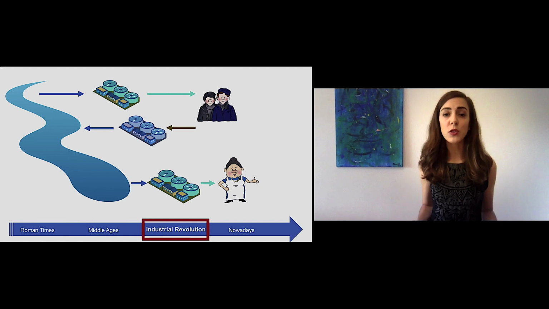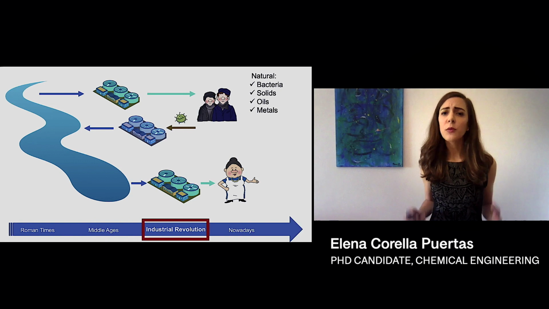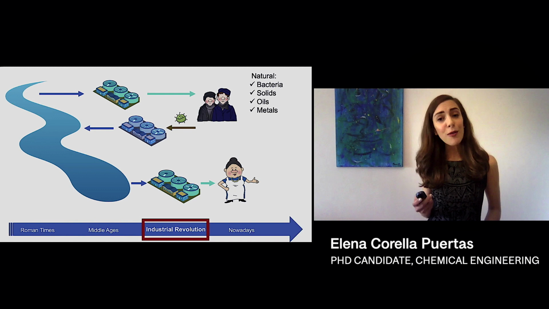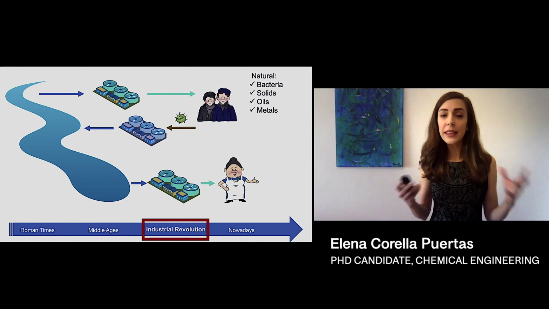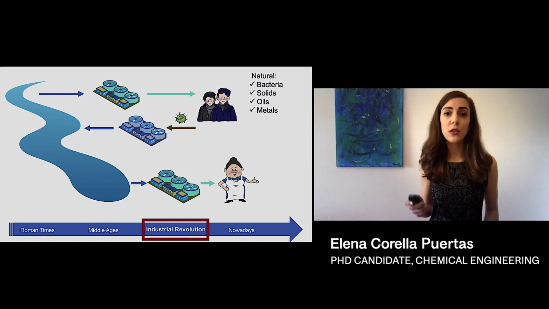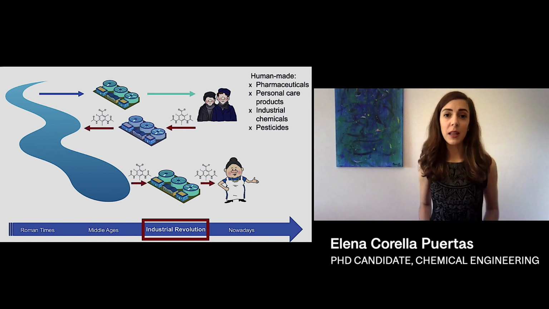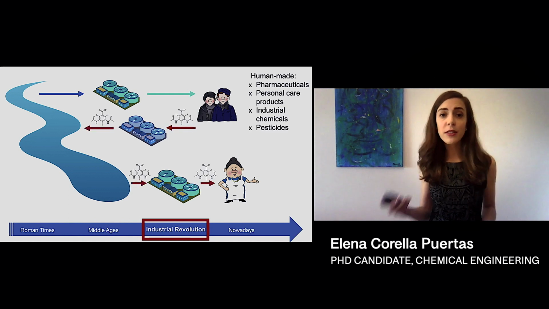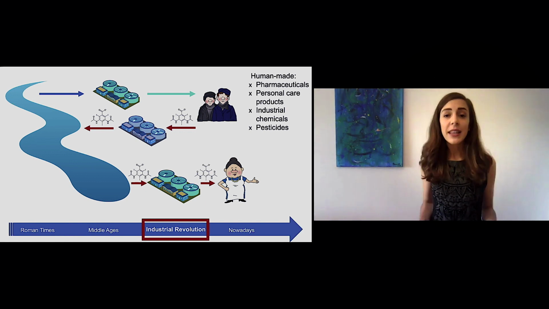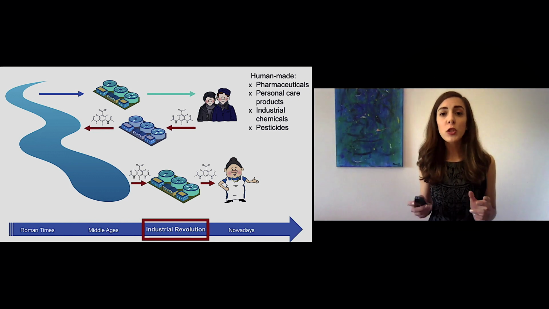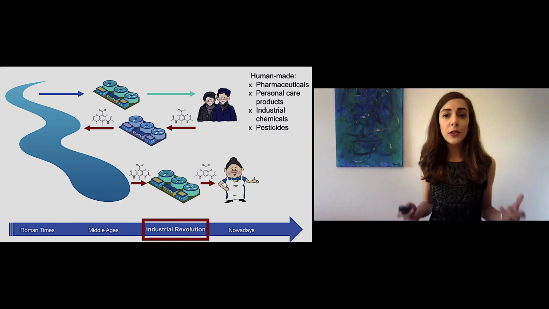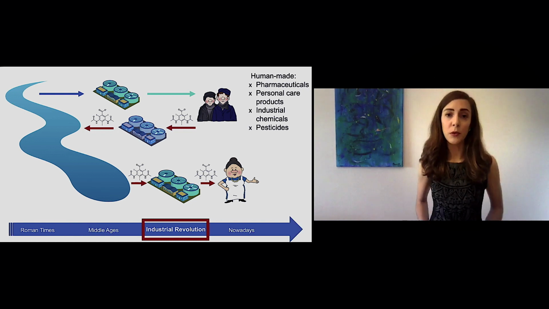With time, people realized that, and in the Industrial Revolution, the first drinking water treatment plants were built, as well as the first regulations were implemented to dispose wastewater. And we got really good at removing things, such as bacteria, solids, oils, or metals. However, at the same time that we were building these water treatment plants, we were also introducing new chemicals to water, human-made chemicals, such as pharmaceuticals, personal care products, pesticides, or industrial chemicals. And the problem is that some of these human-made chemicals have a very stable molecular structure, which makes them very persistent, and the water treatment plants that we build are not able to remove them.